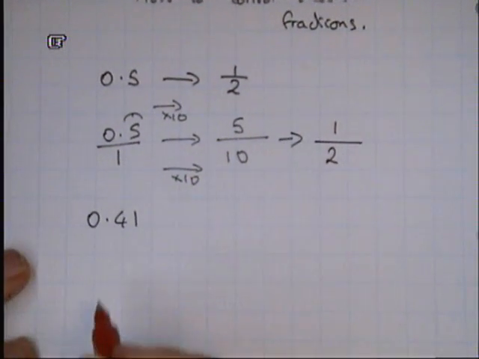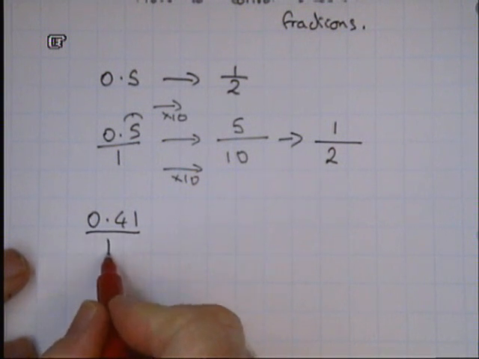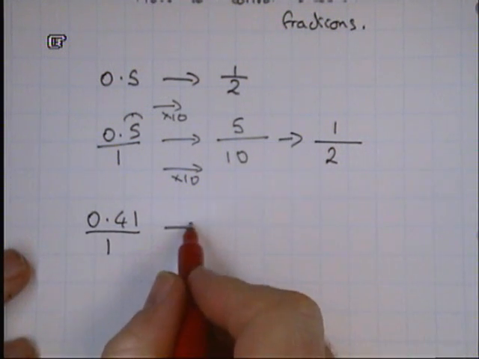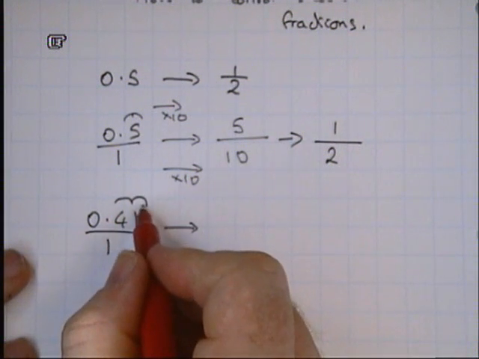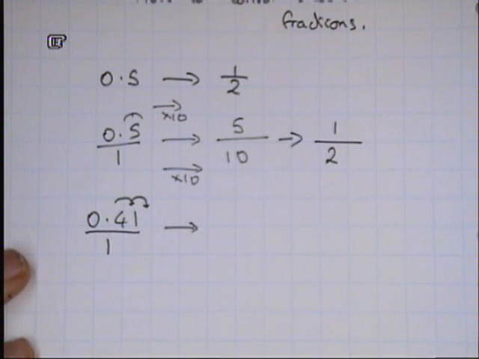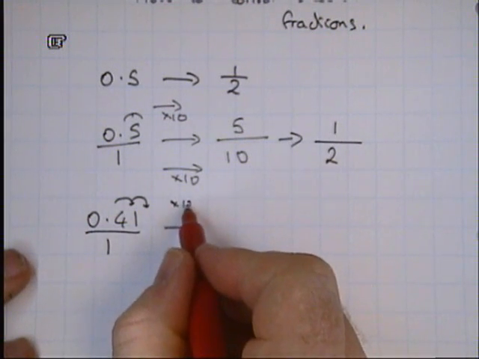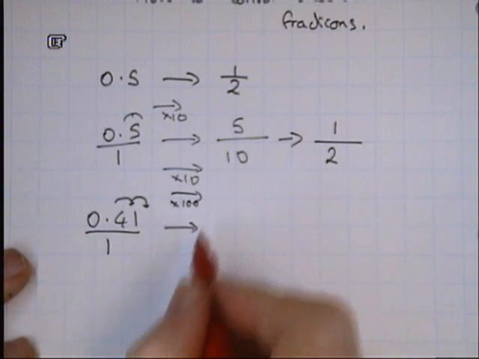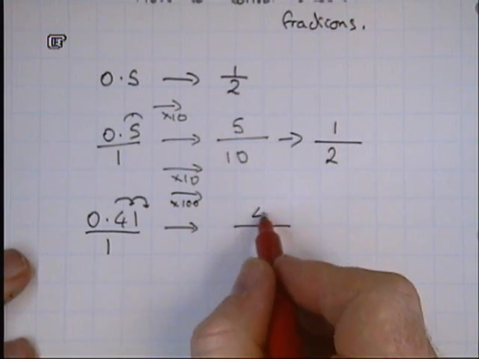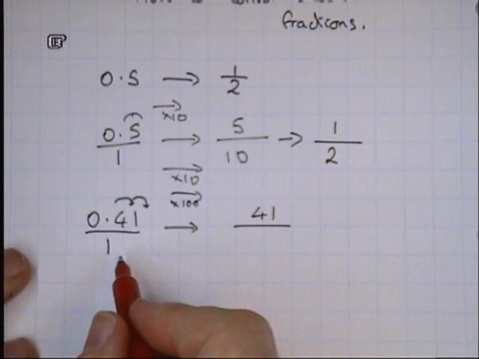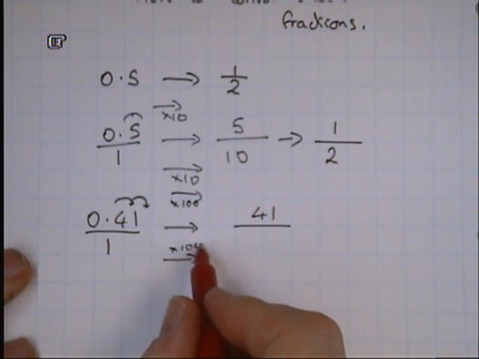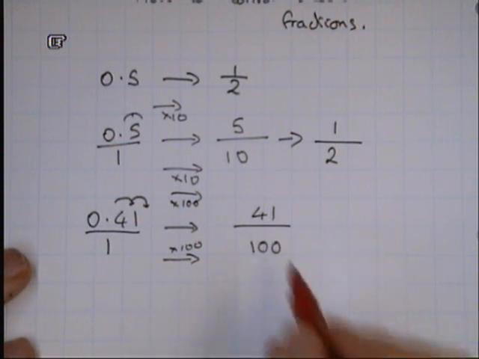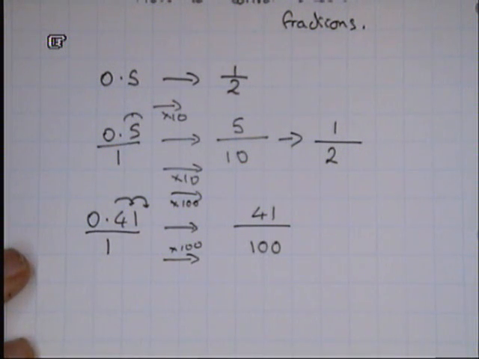0.41 for instance. 0.41 over 1. I've now got to move the numbers to the left by 2 places, or the decimal point to the right by 2 places. So we've got to times by 100 this time. And we get 41. We've also got to multiply the denominator by the same amount, and we're left with 41 over 100. And we look to see if it cancels, and in this case it doesn't.